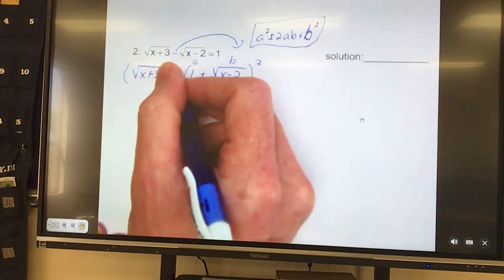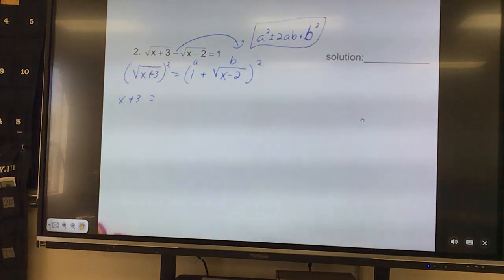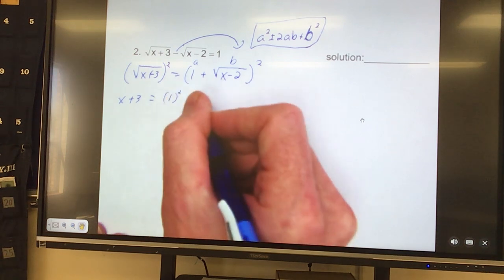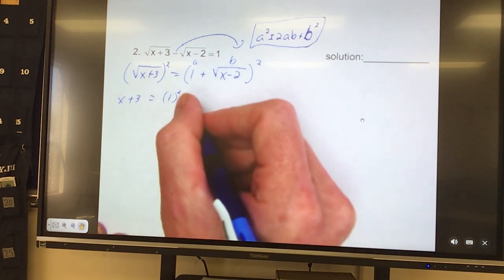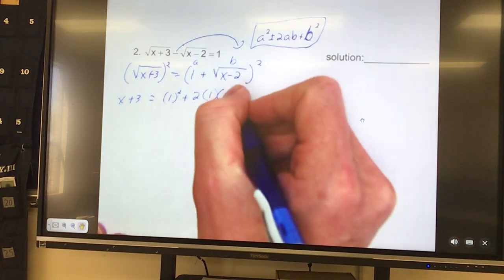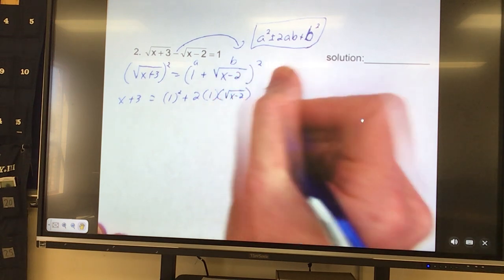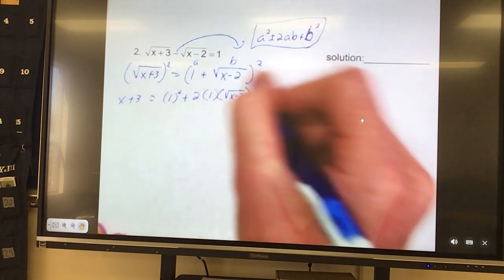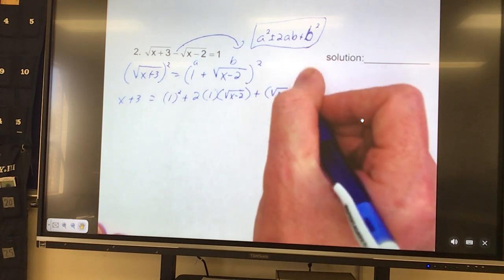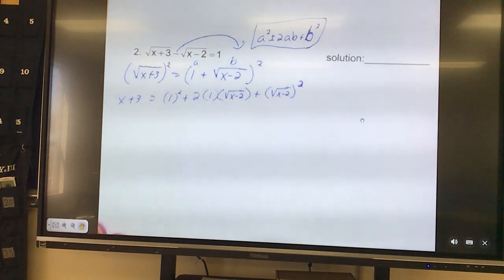So over here, when I square a square root, it just drops it. x plus 3 equals, over here, a squared, so that's 1 squared. And it is a plus, so I use plus 2 times a, which is 1, times b, which is square root of x minus 2. And then plus b squared, so that would be square root of x minus 2 all squared. Just like the day before.